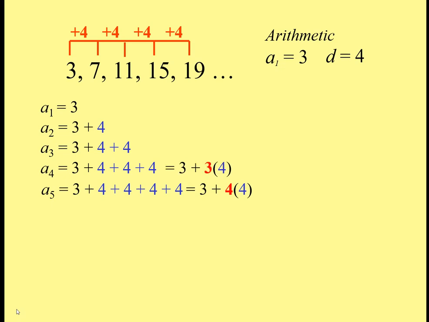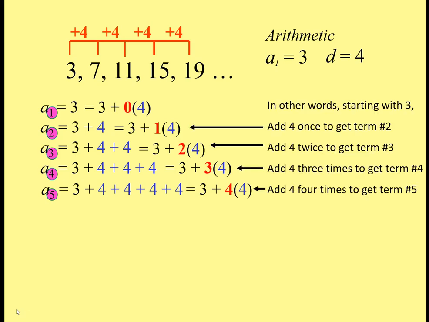So this would be 3 plus 3 times 4. And this would be 3 plus 2 times 4. And 3 plus 1 times 4. And 3 plus 0 times 4. Notice the connection between the term numbers, term number 1, 2, 3, 4, and 5 in pink, and the number of times that we multiply or that we add 4.